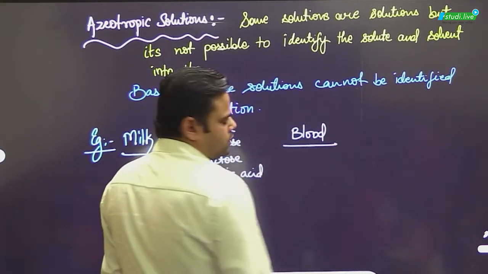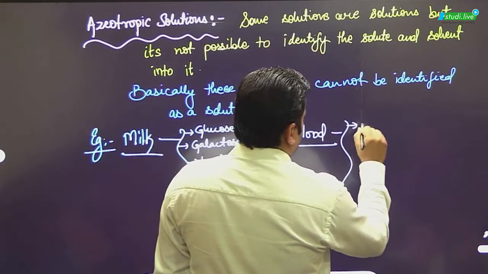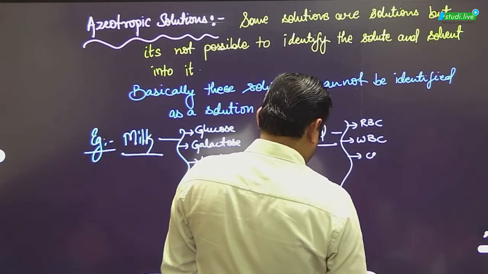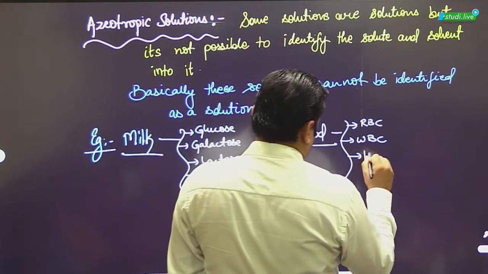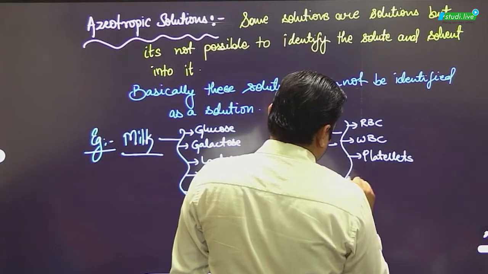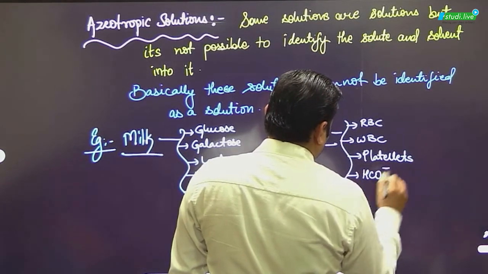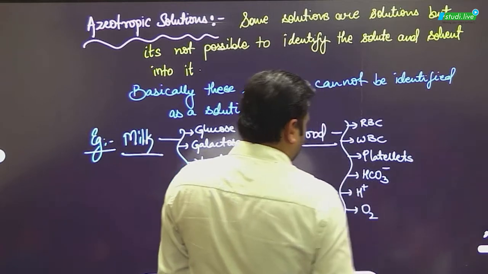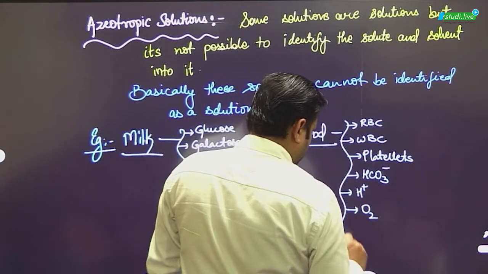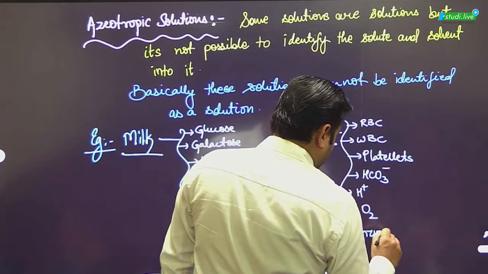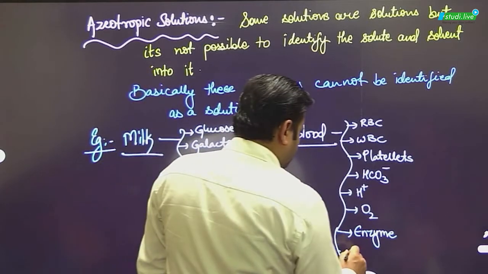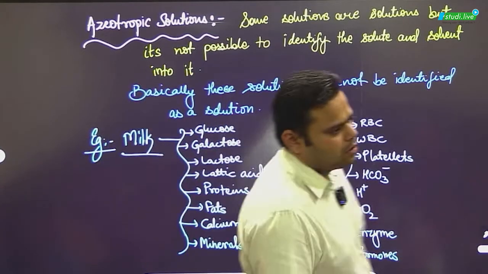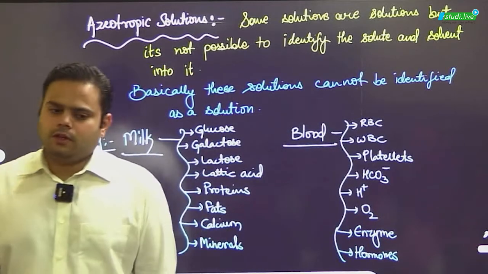If you talk about blood, blood contains RBC, WBC, platelets, HCO3 minus, H plus, oxygen, enzymes, hormones, all of this. Yes or no?